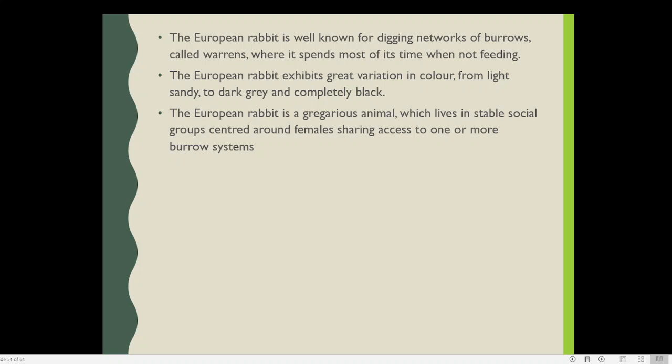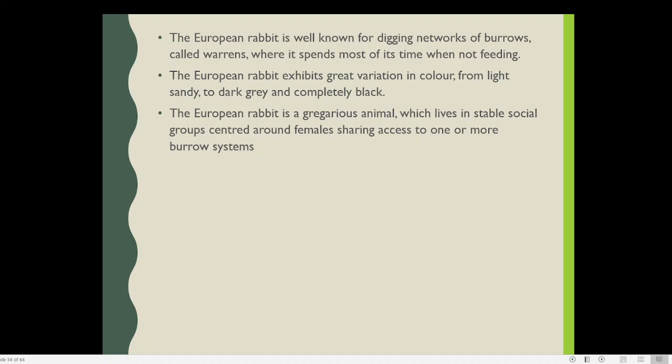Another peculiarity is that it is a gregarious animal. Gregarious animal means, as you can see in this picture, they live in groups. Animals which live in a social group are known as gregarious animals.